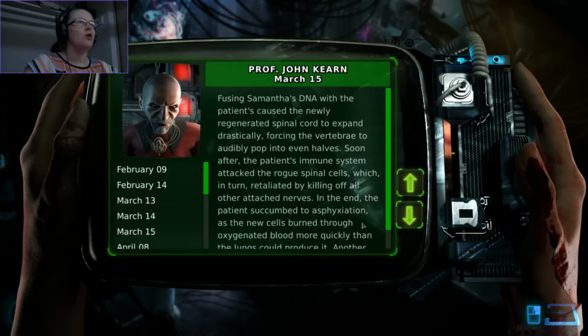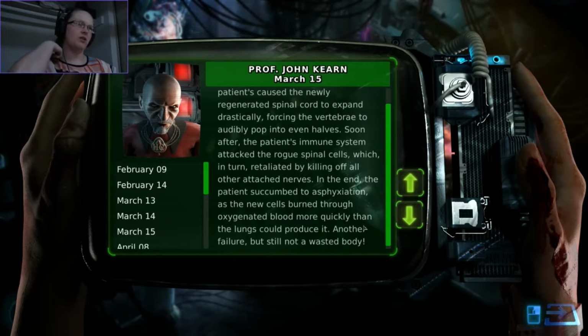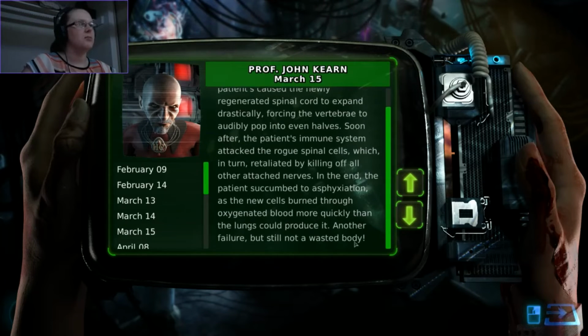March 15th. Fusing Samantha's DNA with the patient caused the newly regenerated spinal cord to expand drastically, forcing the vertebrae to audibly pop into even halves. Soon after, the patient's immune system attacked the rogue spinal cells, which in turn retaliated by killing off all other attached nerves. In the end, the patient succumbed to asphyxiation as the new cells burned through the oxygenated blood more quickly than the lungs could produce it. Another failure, but still not a wasted body.